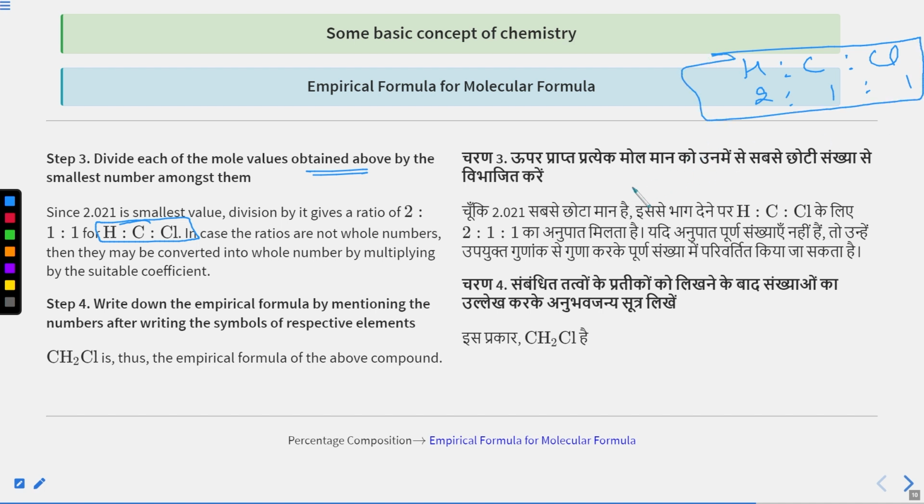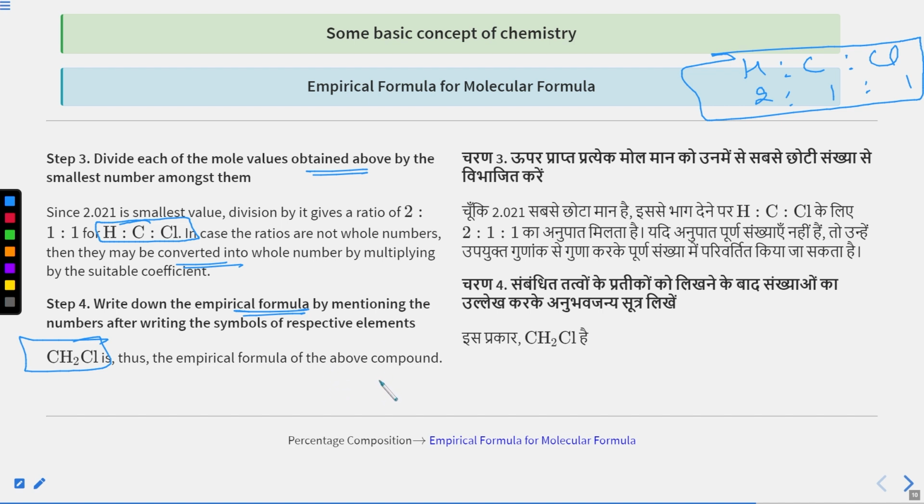The important part is that in case the ratios are not whole numbers, they may be converted into whole numbers by multiplying them by a suitable coefficient, but we are getting whole numbers here. Then write down the empirical formula by mentioning the numbers after writing the symbols of the respective elements, and it should be CH2Cl. CH2Cl is thus the empirical formula of the above compound.